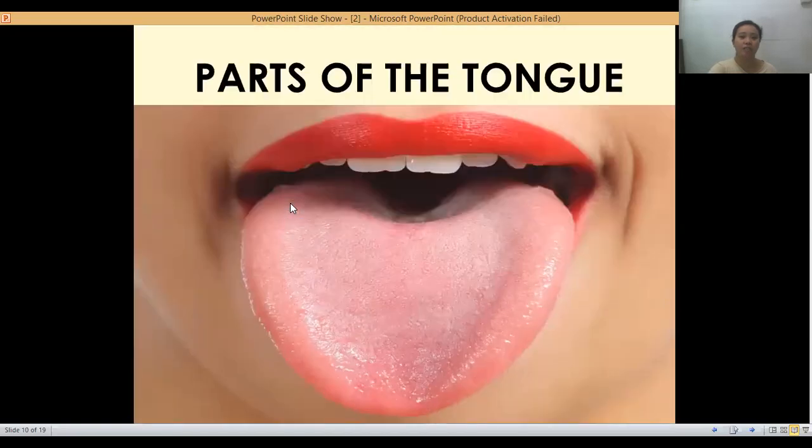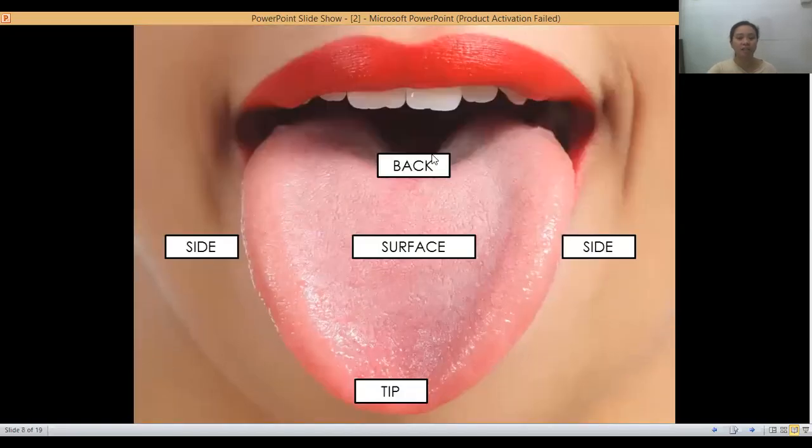Okay, let's review. So the parts of the tongue are the back, the side, the tip, and the surface. And in this surface, the rough surface is the one that tastes the food, and the rough surface is covered with taste buds, okay? And these taste buds are the parts that really taste the food.